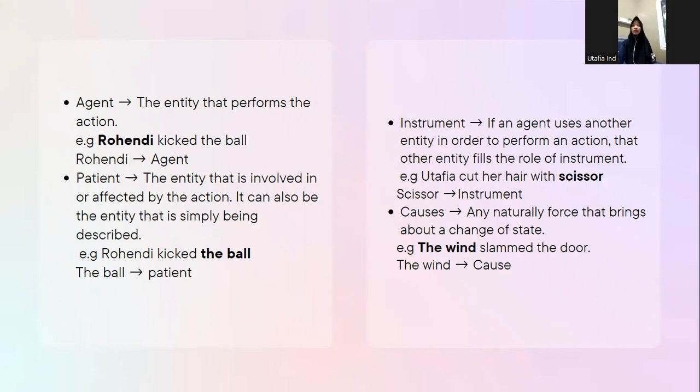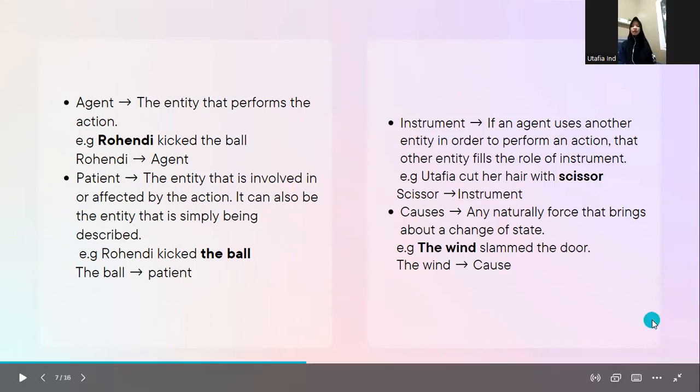Now we'll see the example, like if I say the sentence, Roehendi kicks the ball. So what do we notice? Who is performing the action? Which word is showing the entity performing the action? Yes, it's Roehendi, because Roehendi is the one who is doing the action of kicking.